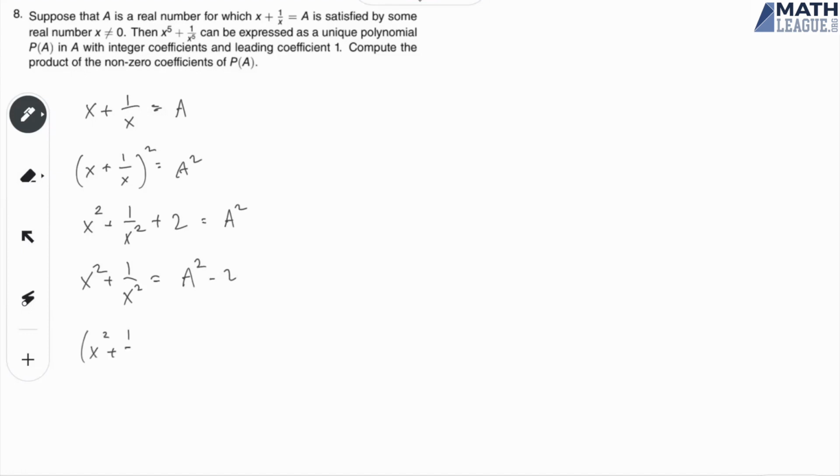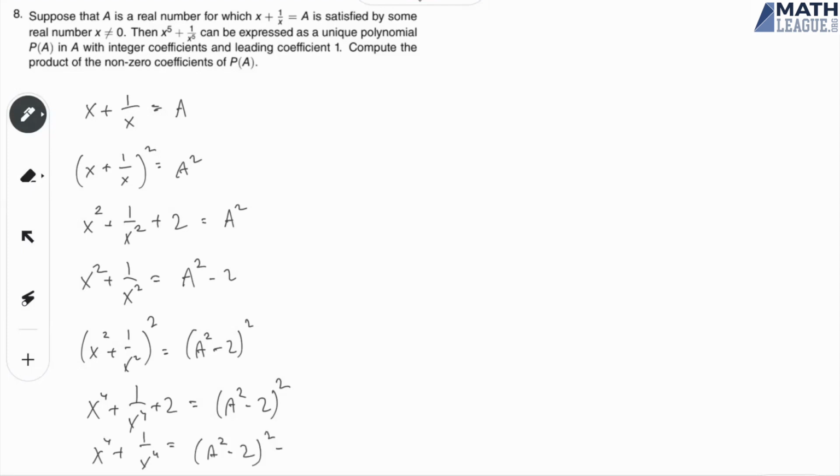And to get closer to 5, we'll square this again. X squared plus 1 over x squared, so we'll get x to the fourth plus 1 over x to the fourth plus 2 is A squared minus 2 squared. And then we'll subtract 2. And then we'll get x to the fourth plus 1 over x to the fourth equals A squared minus 2 squared minus 2. Then to get x to the fifth plus 1 over x to the fifth, we just need an extra x plus 1 over x. This is simply multiplying by A, since x plus 1 over x is A.